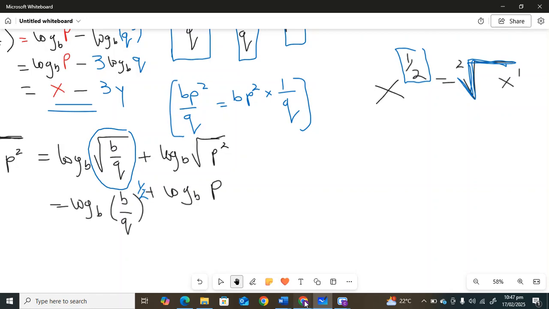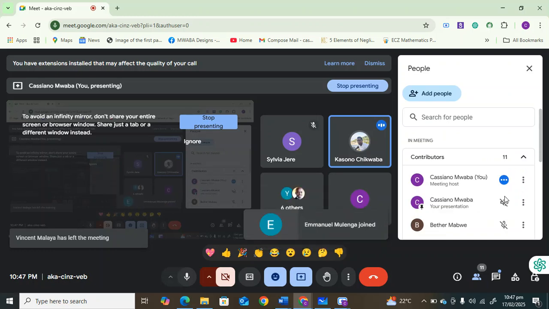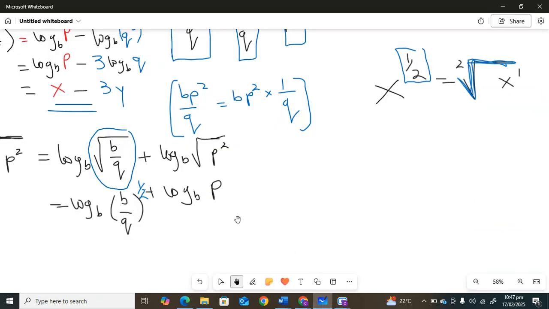This 1 over 2, yes, it's an index or exponent.